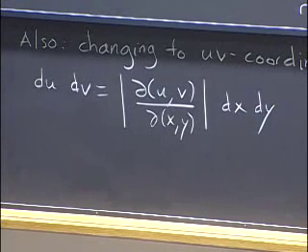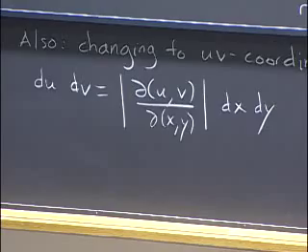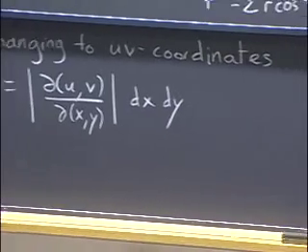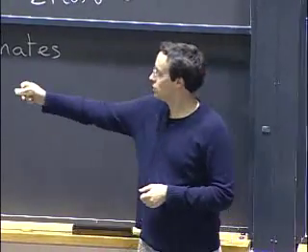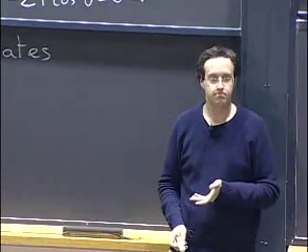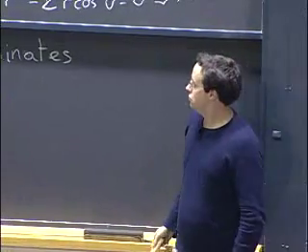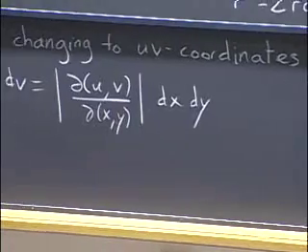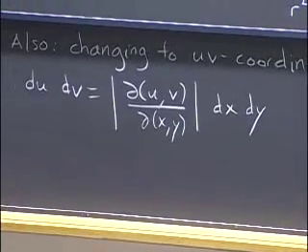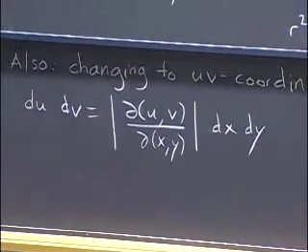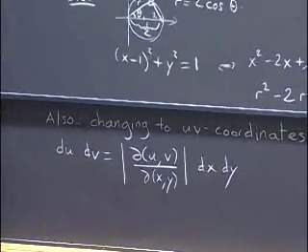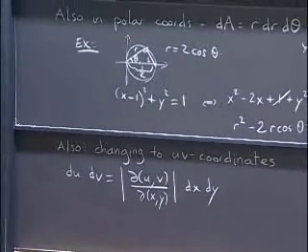Or if it's easier for you, you can do the Jacobian the other way around. And this Jacobian, remember, is the determinant of a 2x2 matrix that you obtain by putting the partial derivatives of u and v with respect to x and y. So then, when we have that, we can change the integrand f of xy into something involving u and v, possibly. And then we have to find the bounds.